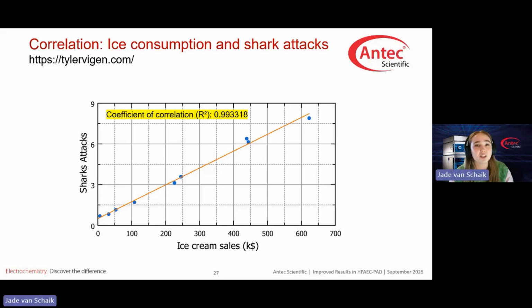Obviously, we should consider reducing the amount of ice sold at beaches, right? It sounds funny, but you know what? This is the proper way to use the correlation coefficient. I will show you the original publication on the next slide.